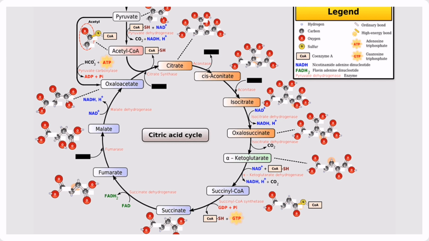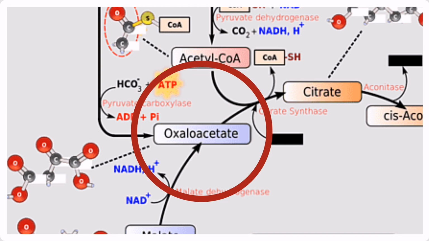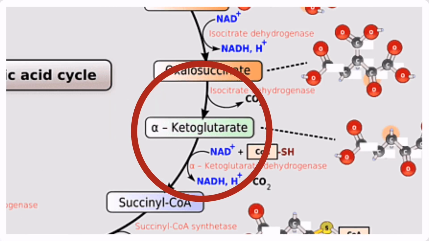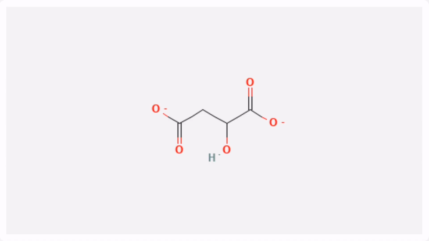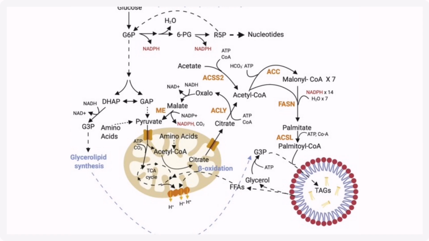C4 diacids, or 4-carbon dicarboxylic acids such as oxaloacetate and alpha-ketoglutarate, are involved in the TCA cycle. These intermediates undergo redox reactions that result in the formation of NADH and FADH2. C4 monoacids, or 4-carbon monocarboxylic acids such as malate, are involved in lipogenesis.